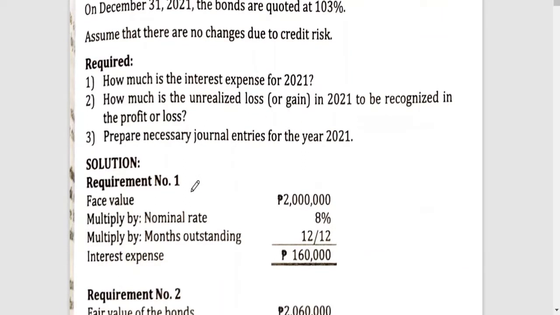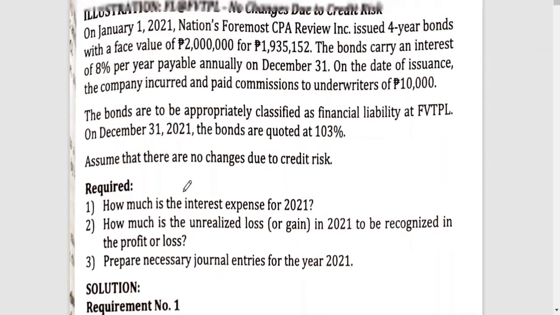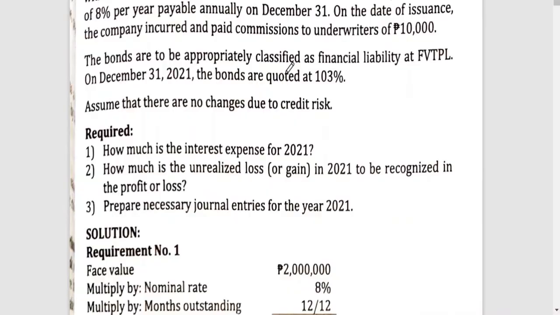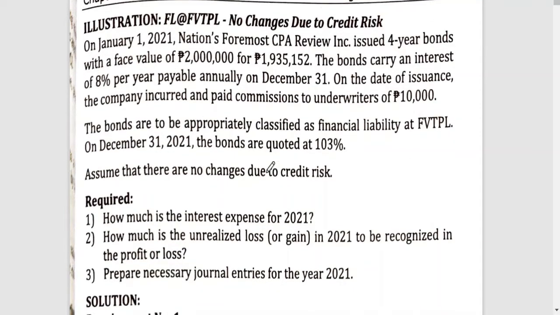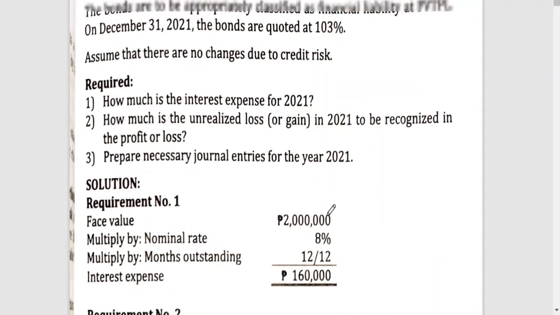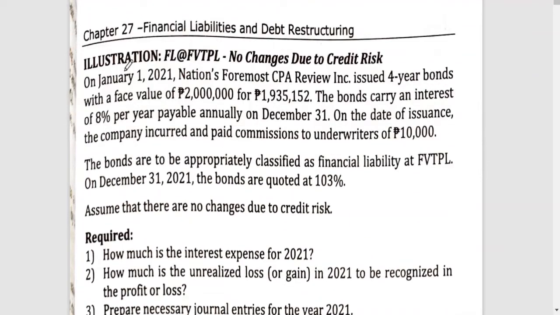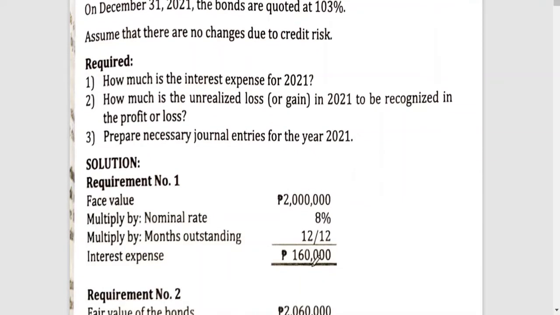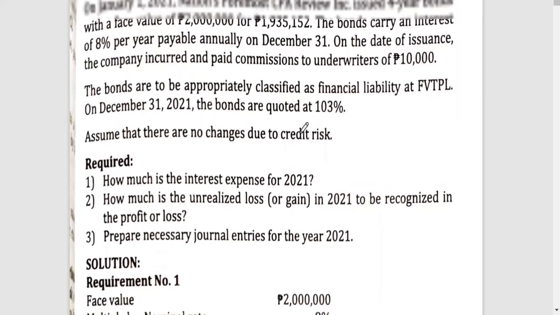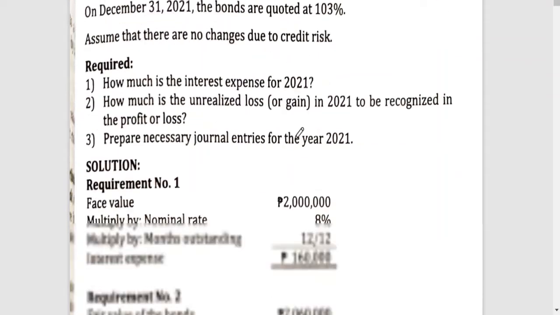Okay, for the first question, you have to get the face value, which is 2 million, and multiply it by the stated rate. This is the stated rate, that's 8%. And of course, since the bonds are issued on January 1 and you count until December 31 of the same year, that's 12 months. So that's 160,000. That will be your interest expense for 2021.